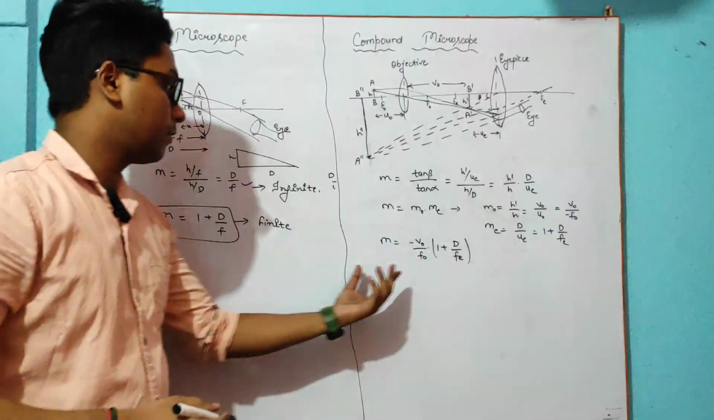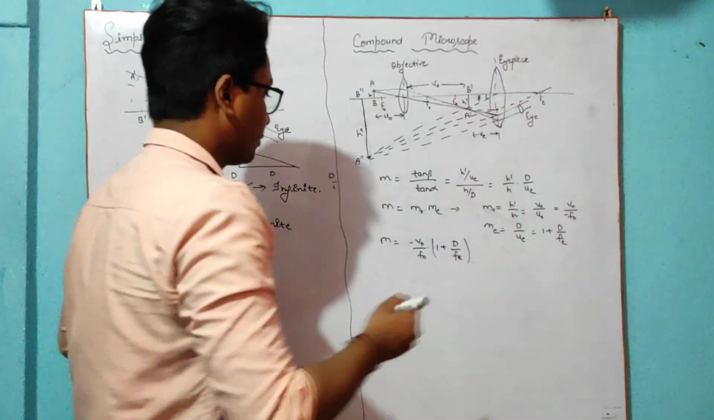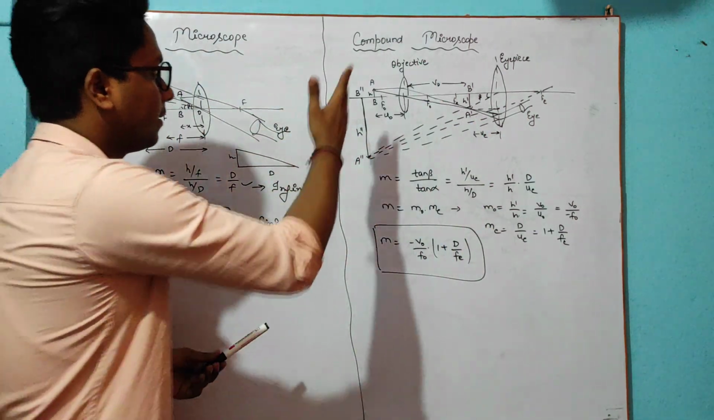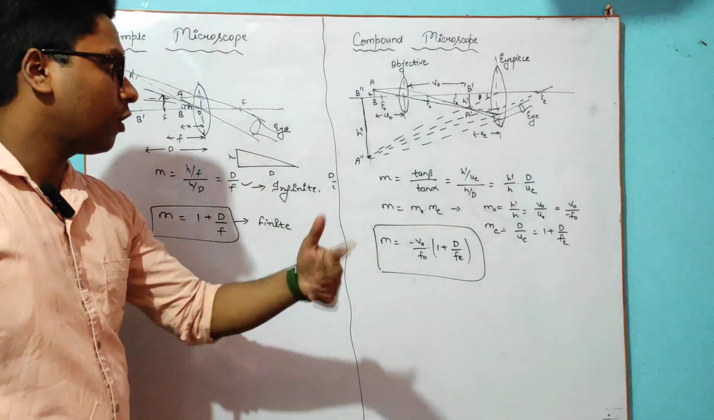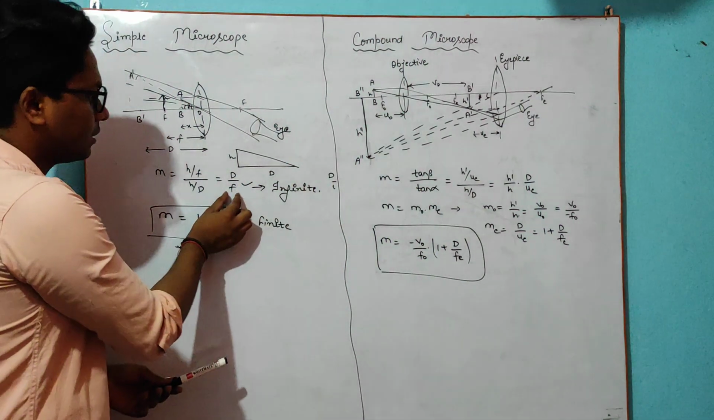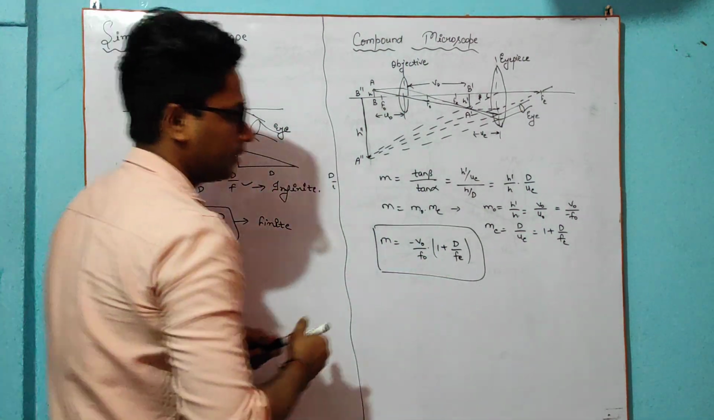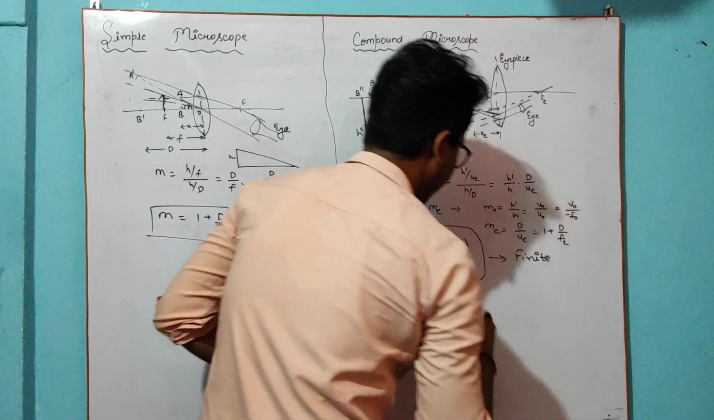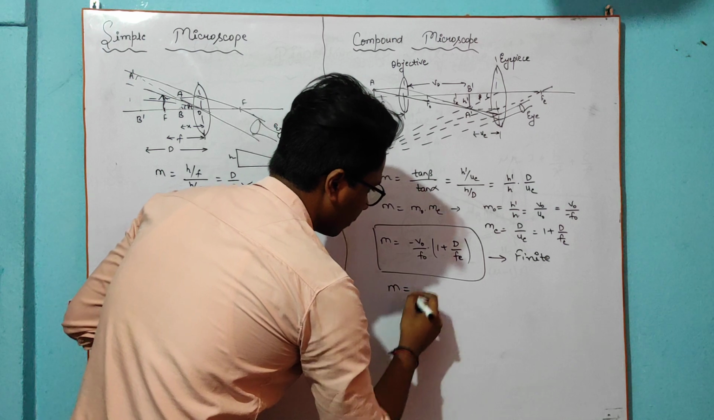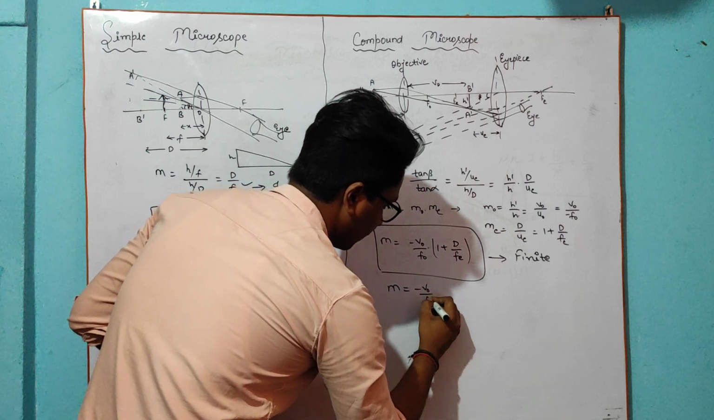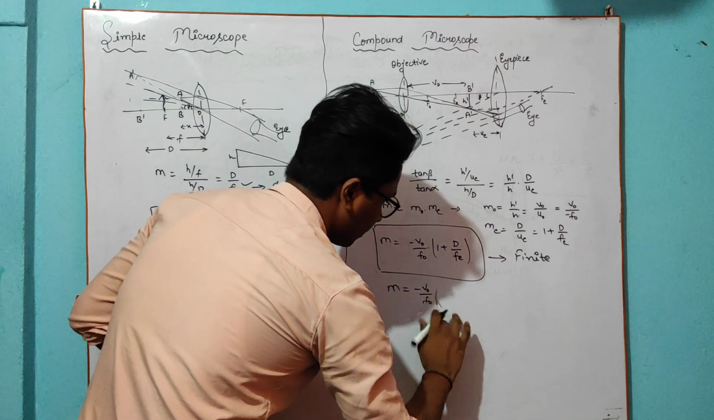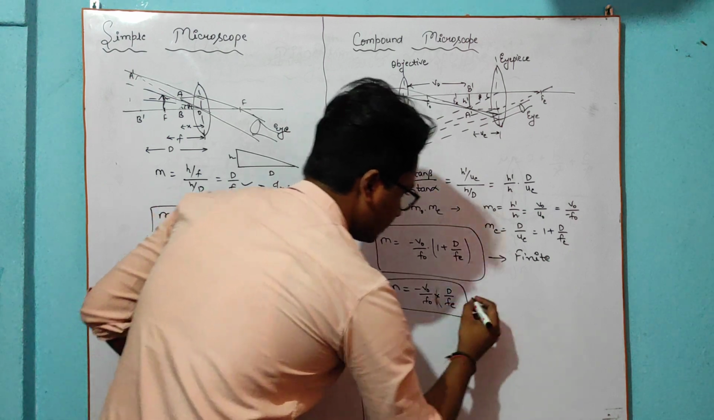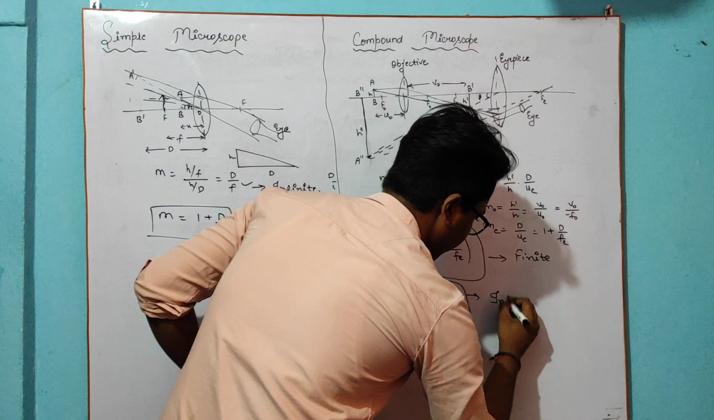So that's all about the magnification or magnifying power of a compound microscope when the image is formed at a finite distance. But when the image is formed at infinity, then we use this formula in place of it. This is for finite distance, but at infinite distance the magnification is minus v naught upon f naught into d upon fe. This is for infinite distance.